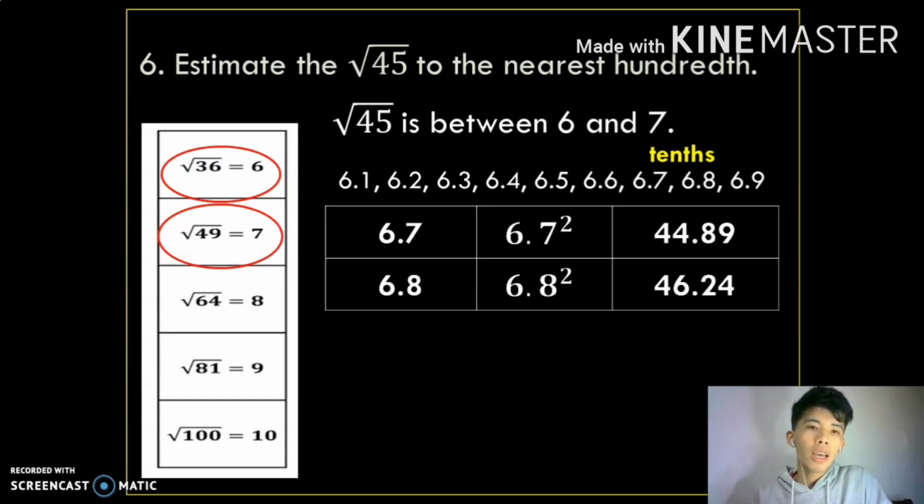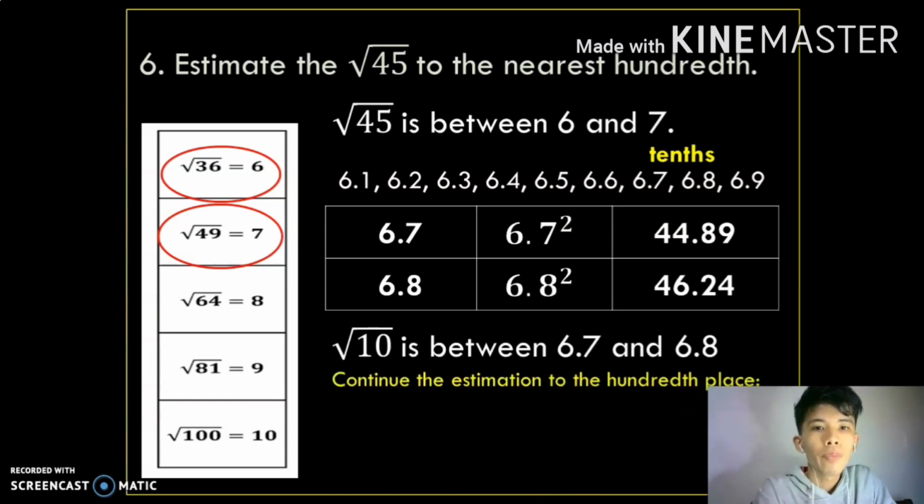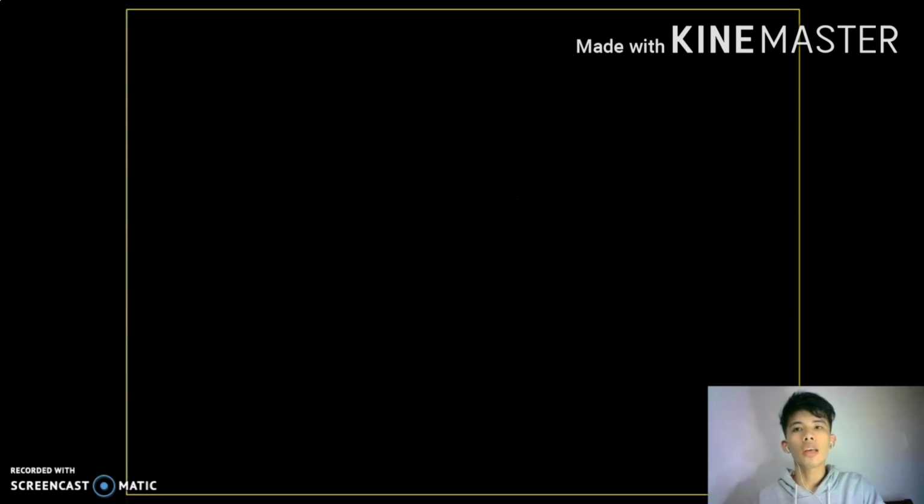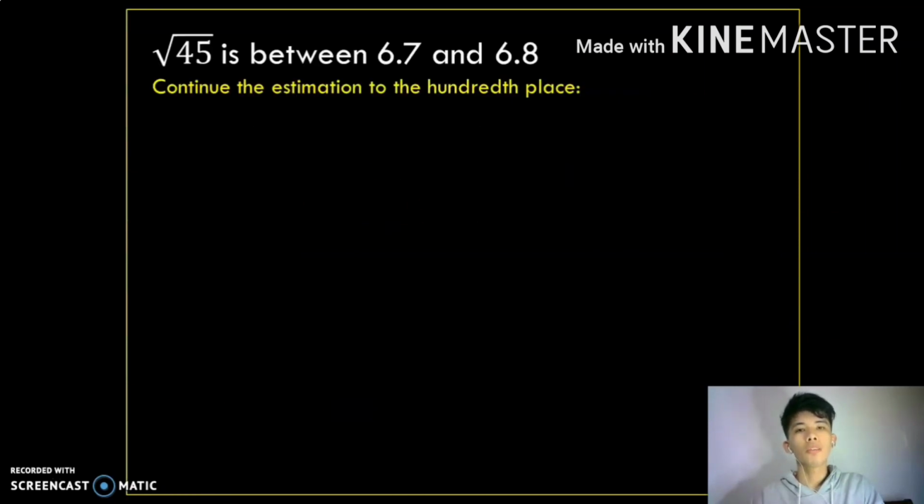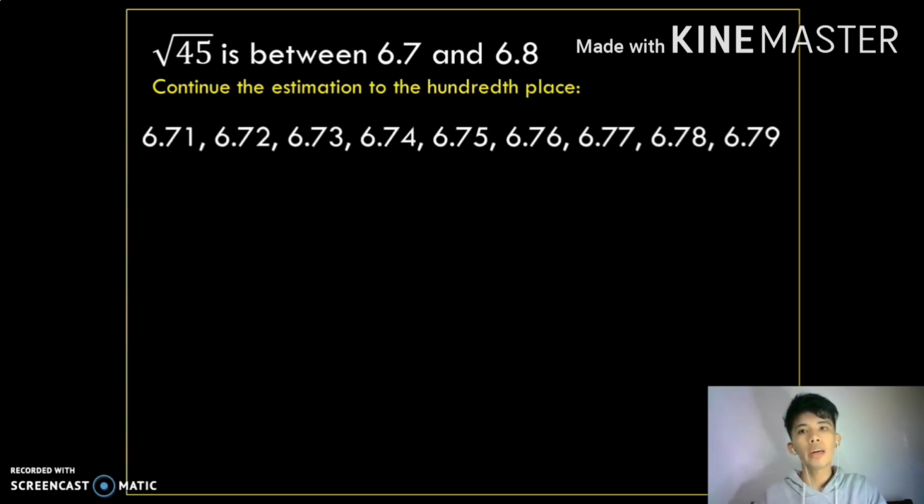So, 45 is closer to which one? Tama. Square root of 45 is between 6.7 and 6.8, nasa gitna. Okay? But then, ang hinihingi is estimation to the 100th place. So, we have to continue the estimation. 6.7 and 6.8, kunin natin yung mga hundredths natin diyan. Mga decimal point: 6.71, 6.72, 6.73, and so on and so forth up to 6.79.